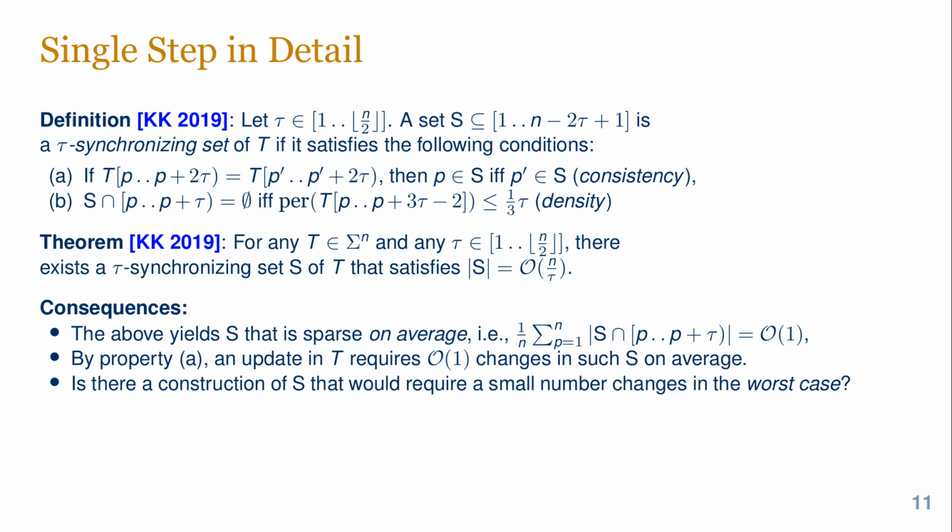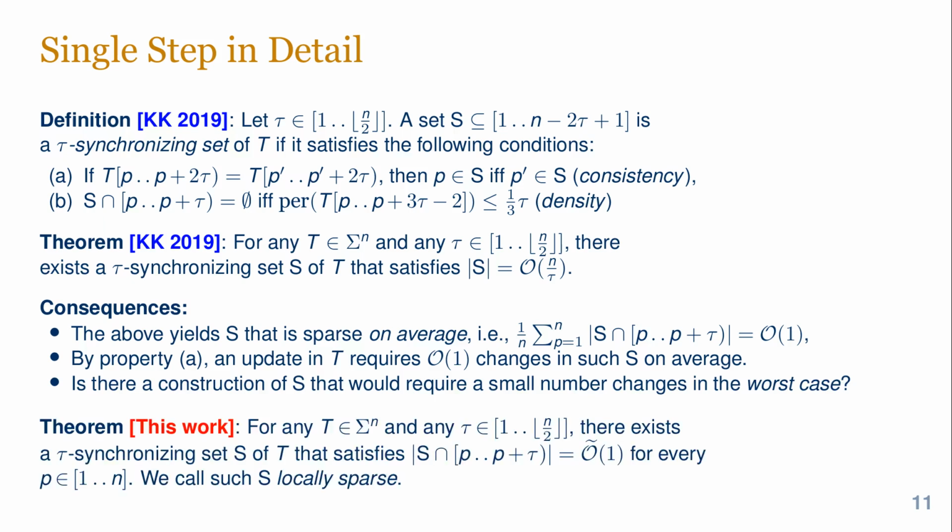Hence we ask, is there a construction of S that after each update in t would require a small number of changes in the worst case? In this paper we answer this question affirmatively. More precisely, we prove that for any text t and any tau between 1 and n over 2, there exists a tau synchronizing set S of t that has essentially a constant number of positions in the worst case in every block of length tau. We call such S locally sparse.